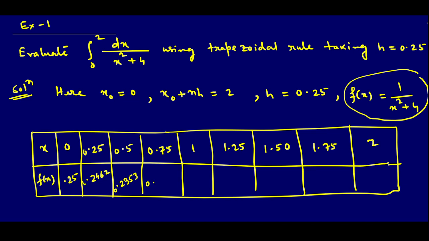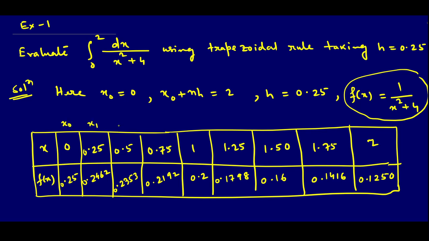That is not a problem. If you put 0.75, we will get 0.2192. After putting 1, it is 1 divided by 5, so it's 0.2. And then 0.1798. Then after putting 1.5, you will get 0.16. Next is 0.1416. And finally, if you put 2, it will be 1 by 8, which is 0.125.